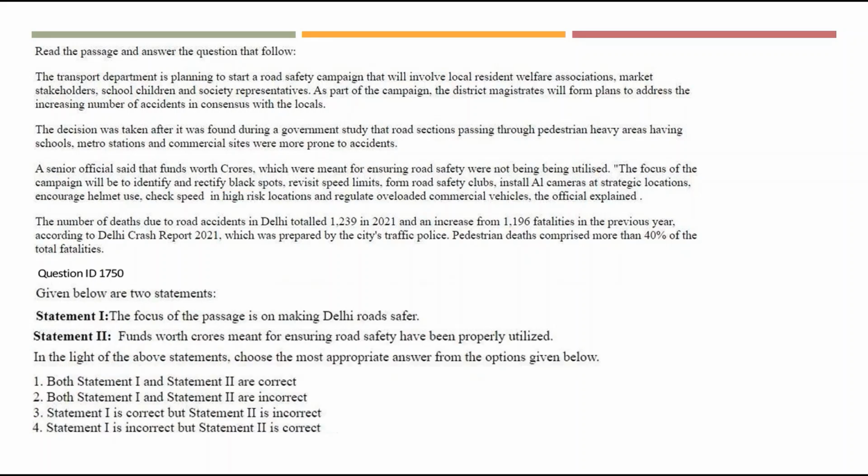Next question. Given below are 2 statements. The focus of the passage is on making Delhi roads safer. Yes, they are taking some measures by identifying and rectifying black spots, by revisiting speed limits, forming road safety clubs, etc. This is true. The second statement, funds worth crores meant for ensuring road safety have been properly utilized. They said they were not being properly utilized. So this statement is false. Option number 3. Statement 1 is correct, but statement 2 is incorrect will be the right answer.